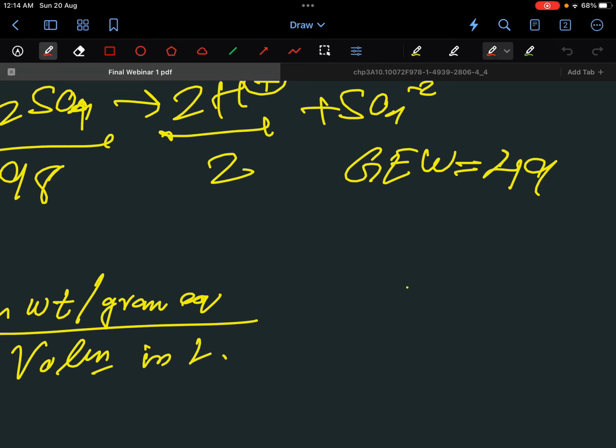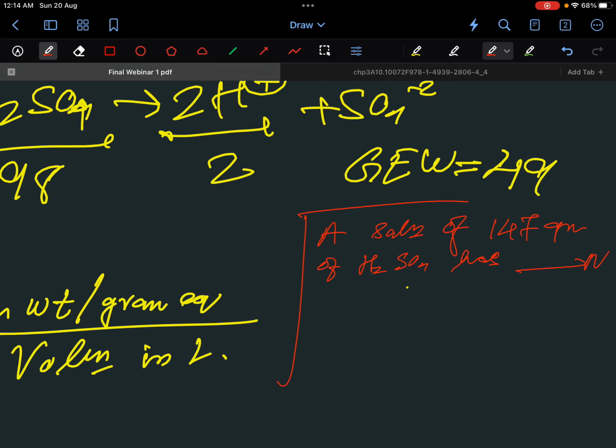So in this problem, a solution of 147 gram of H2SO4 is dash normal in 3000 ml of solution. That is, what is the concentration of H2SO4 basically? How will you solve that?